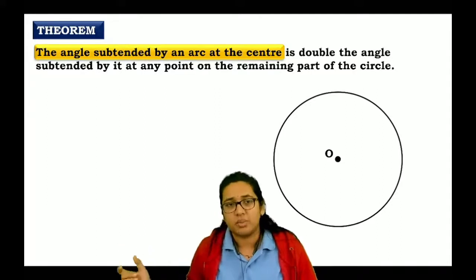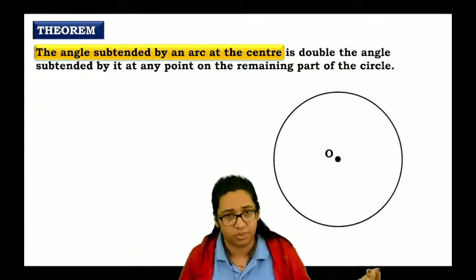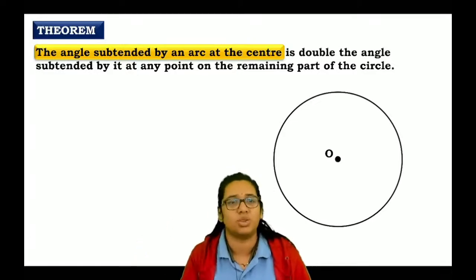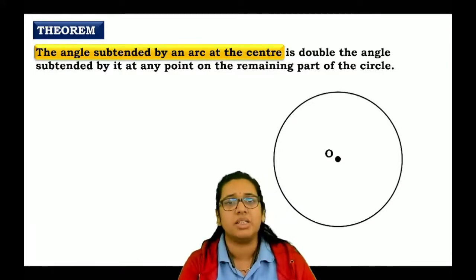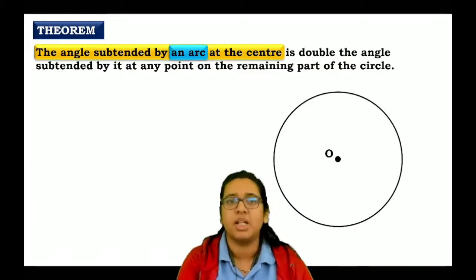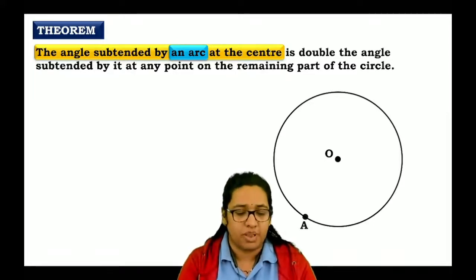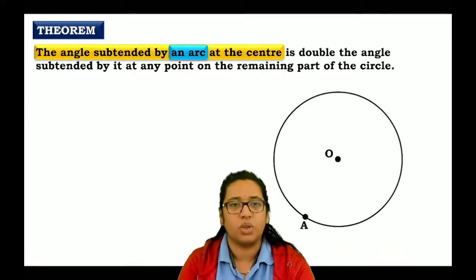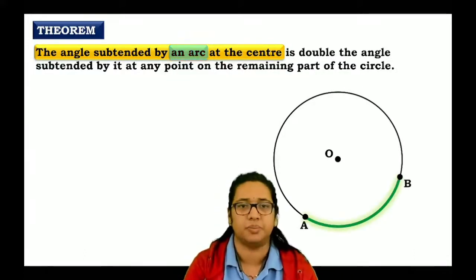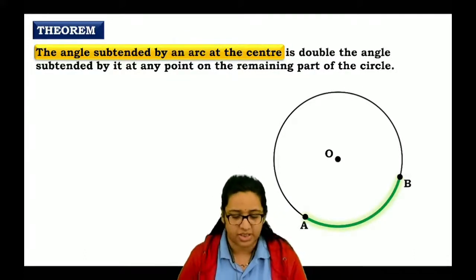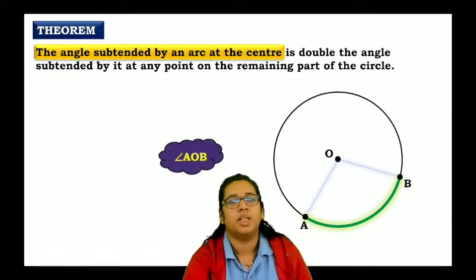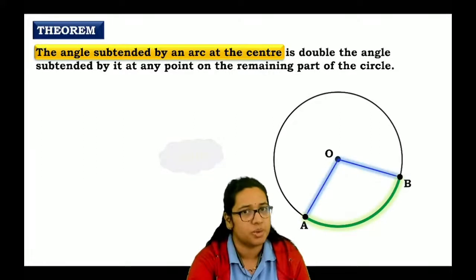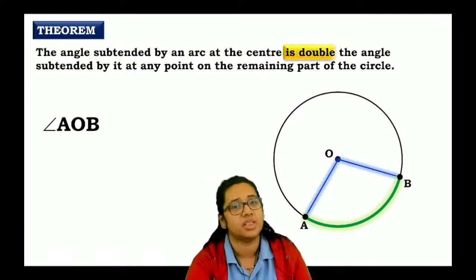This theorem is not only important from 9th, आपको 10th के लिए भी कई बार ही use करना पड़ता है, ठीक है. The angle subtended by an arc at the center is double the angle subtended by it at any point on the remaining part of the circle. See, we'll just consider that central is nothing but name the angle. ये कुछ आपको AOB मिलेगा, so AOB will be the central angle.